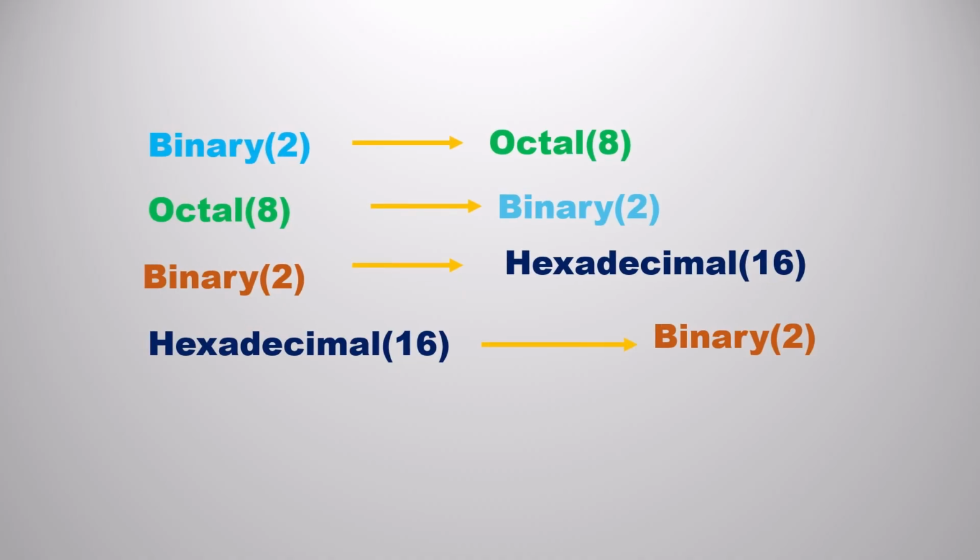First we will discuss the top 4 conversions. Those are very important and very easy, so I have started with these top 4. They are basically binary to octal, binary to hexadecimal, and vice versa. The binary to octal and binary to hexadecimal conversions are very easy compared to octal to binary and hexadecimal to binary, because we have an easy trick to convert.